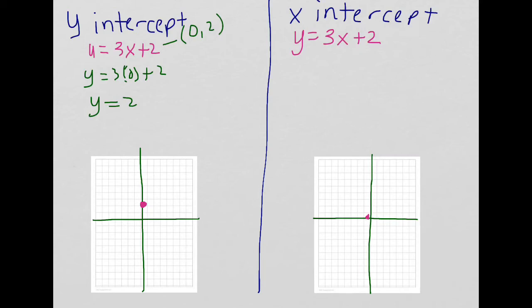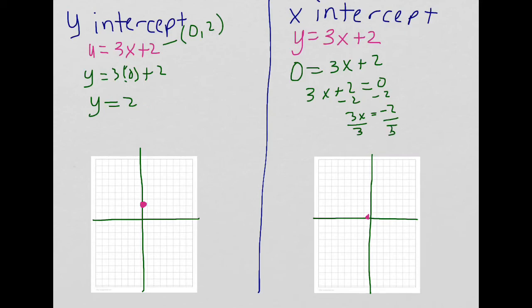If I want to find my x-intercept, then I'm going to put in the 0 for the y. So I'm going to put 0 is equal to 3x plus 2. 3x plus 2 is equal to 0. Subtract the 2, subtract the 2. 3x is equal to -2. Divide by 3, divide by 3. In this case, our x-intercept is a fraction, and that's okay.